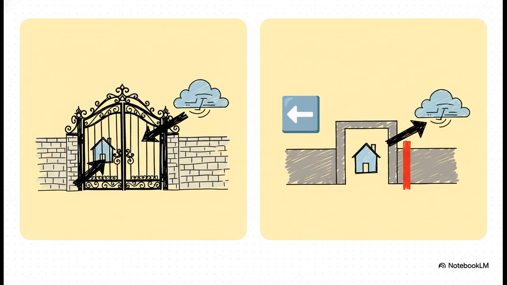But what about your private neighborhoods? Your databases still need to get out to download security updates, right? That's where the NAT Gateway comes in. Think of it as a special service gate that only opens from the inside. Your database can push the door open to go out and get a patch, but nobody from the outside can use that door to get in. It is essential one-way security.